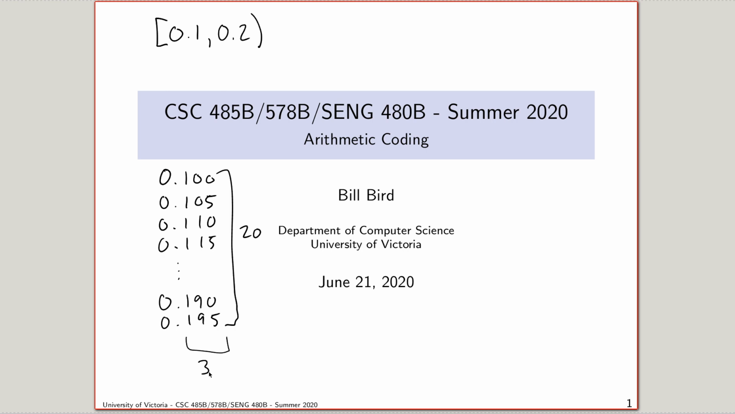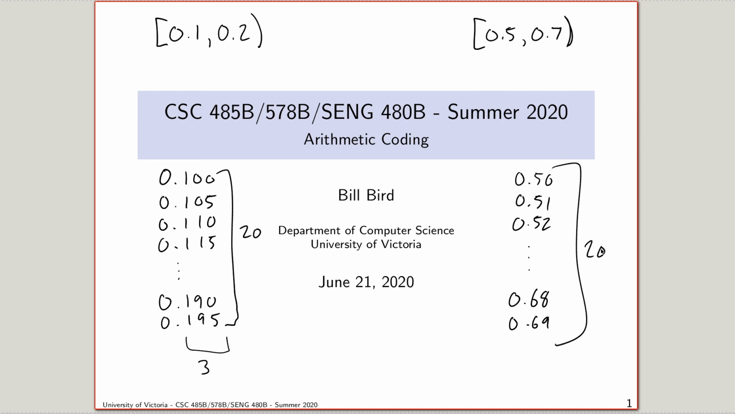Okay, so the second version of the same exercise is do the same thing, but do it between, let's pick some other values. How about we pick 0.5 up to but not including 0.7. Notice that this half-open interval is larger. The width of this interval is 0.1. This one is 0.2. This is a larger interval. Here's what I would do there. 0.50, 0.51, 0.52, all the way down to 0.68, 0.69. And there are 20 of those.